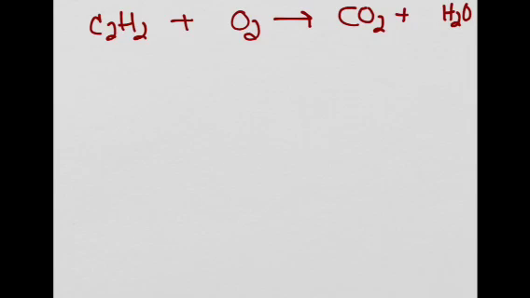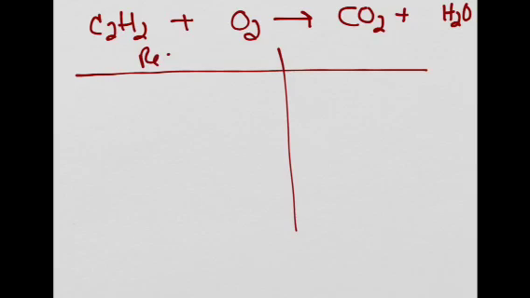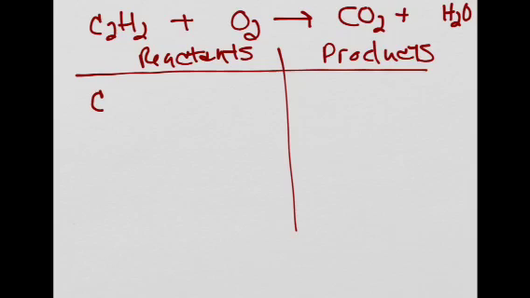So right now we have a skeletal equation and we need to figure out what our coefficients are to balance it. So we're going to do our T-chart inventory. And remember, we write our reactants on one side and our products on the other. And we list all of the atoms that are on the reactant side. We have carbon, hydrogen, and oxygen. And on our product side, we're going to list them in the exact same order as our reactant side so we can keep an organized inventory.